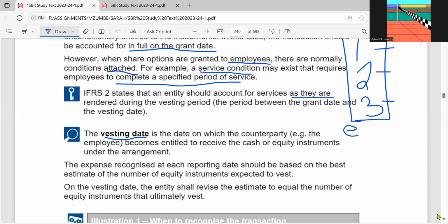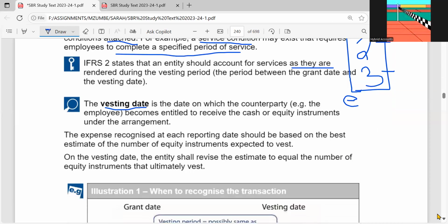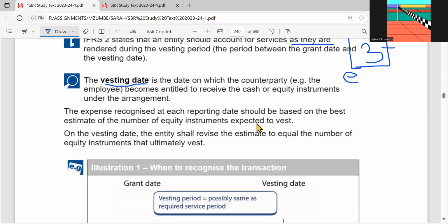Get this point now. This point is very, very useful. It's normal when solving questions, but it needs you to be careful. The expense recognized at each reporting date should be based on the best what? Best estimate of the number of equity instruments expected to vest. By saying best estimate, in the first year you could have a certain estimate. In the second year, you could be more certain. In the last year, you would actually be certain because the time would have ended. You would actually know the number of employees you have by that time, so everything would go fine, right? We'll see what we're speaking of when you solve the question.